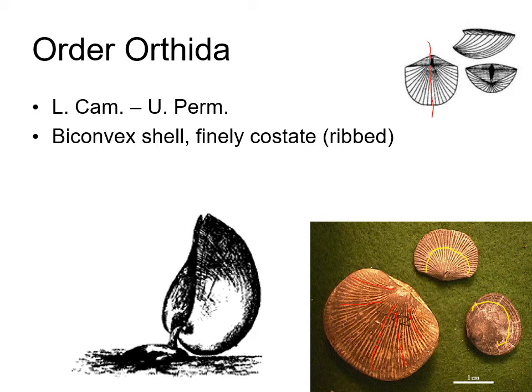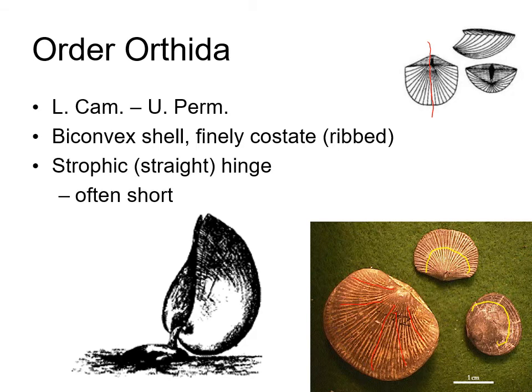So orthids have that biconvex shell where the two valves kind of cup into each other, and they are finely costate. They also have what we call a strophic hinge, and it's very short. So in blue, here would be the hinge line, and it's a nice straight line, but it's very short. It doesn't widen the shell out too much. So if you're looking at a brachiopod, you notice that both valves are kind of biconvex, you see that the valves have very fine costae on them, and it has a short strophic hinge, you're probably looking at an orthid. And as far as the age of it, well, it could be anywhere in the Paleozoic.